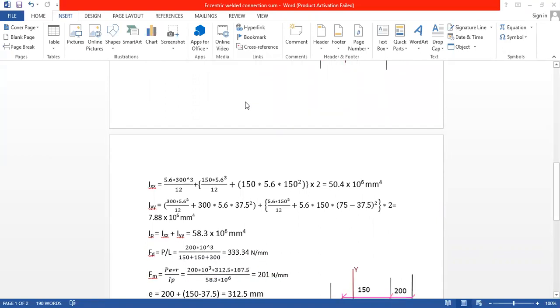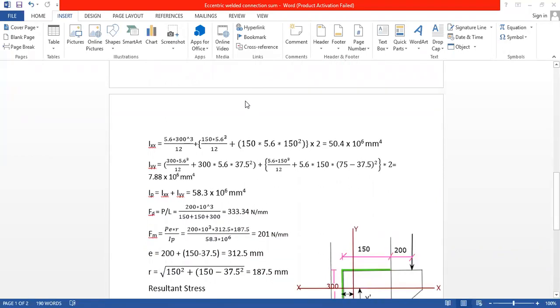Now today we will be calculating the polar moment of inertia. Okay, let me just write down what is the polar moment of inertia. The polar moment of inertia is denoted as IP, and it is nothing but the summation of moment of inertia about x axis and y axis. So in order to calculate this IP, we have to find out Ixx and Iyy. All right. So how to calculate Ixx?